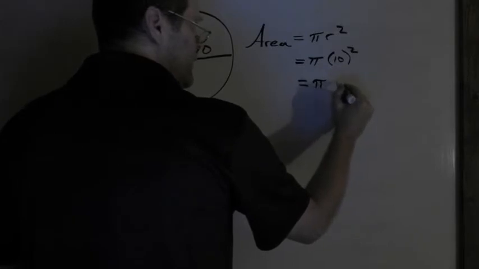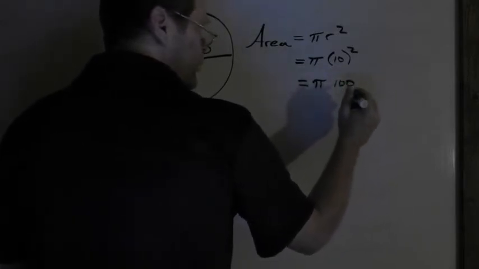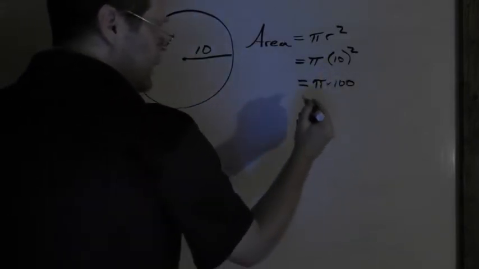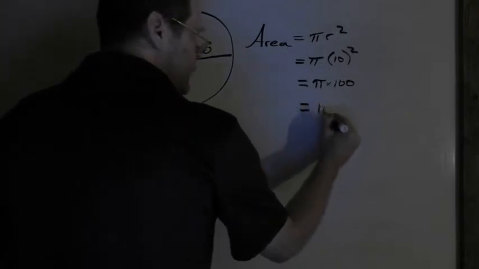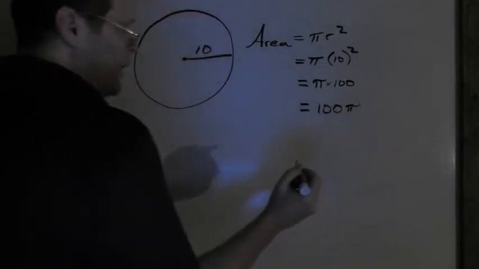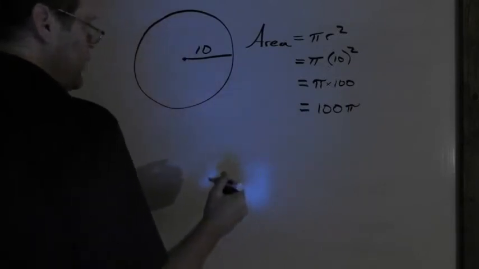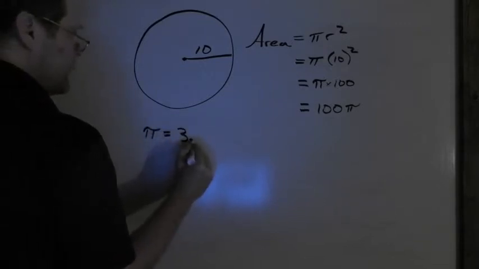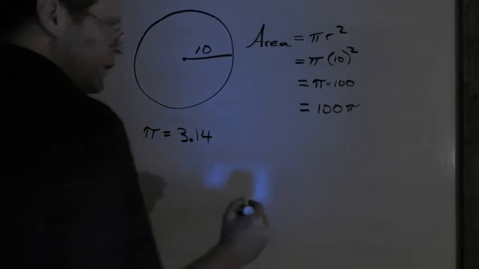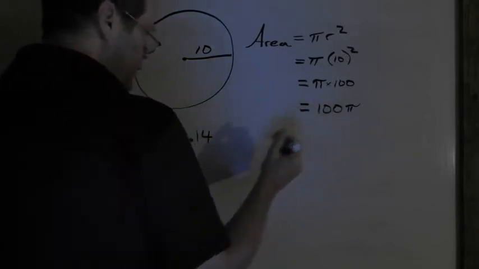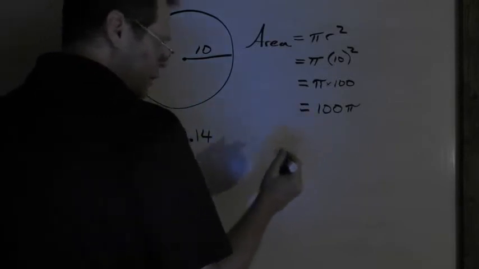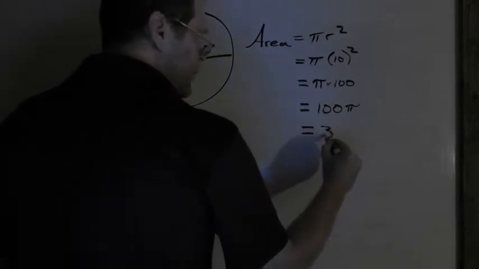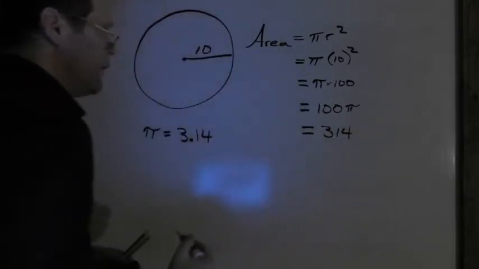Pi times 100. Where did the 100 come from? 10 times 10 is 100. Next step is equal to 100 times pi. And you may remember that our approximation for pi is 3.14. So this is really 100 times 3.14, which is equal to 314.